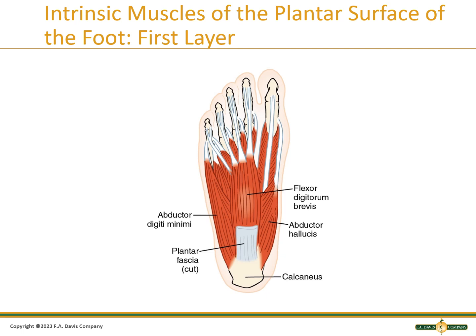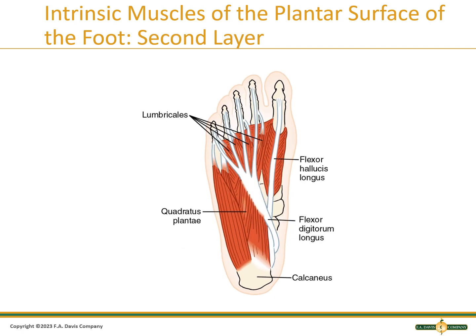Again, fun-filled picture should it help you conceptualize any of those things. Intrinsic muscles of the plantar surface, so looking at the first layer, again, that most superficial layer, we've got abductor digiti minimi, flexor digitorum brevis, and abductor hallucis. And then going into the second layer, we've got that quadratus plantae and flexor hallucis longus and flexor digitorum longus that will kind of come over from those extrinsic muscles and run through that second layer of intrinsic muscles. And then we can see our lumbricals in between those tendon bands.